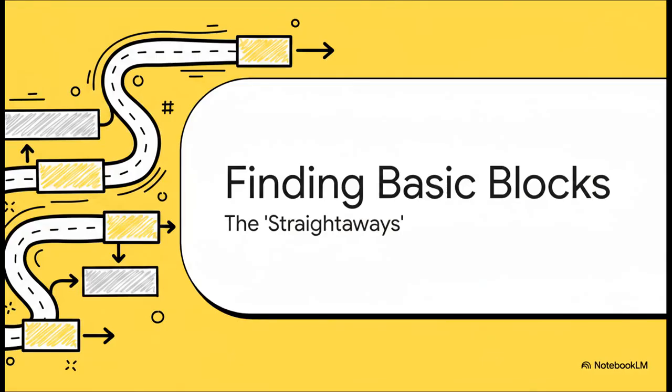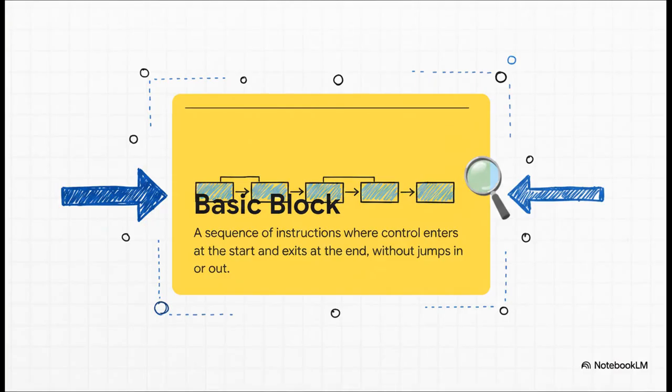All right, so how do we actually start drawing this map? Where do we begin? Well, the very first step is to find what you could call the straightaways on our map, those uninterrupted stretches of road. And in compiler speak, these are called basic blocks. And the formal definition is honestly beautifully simple. A basic block is just a chunk of code with one way in and one way out.